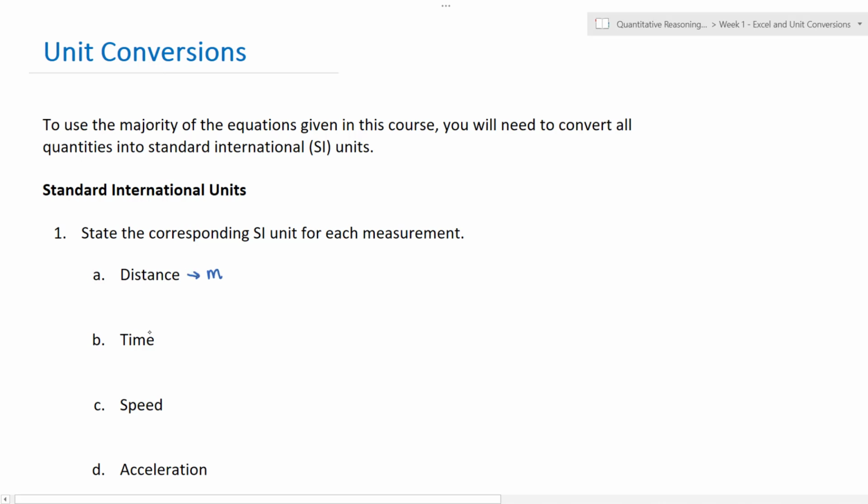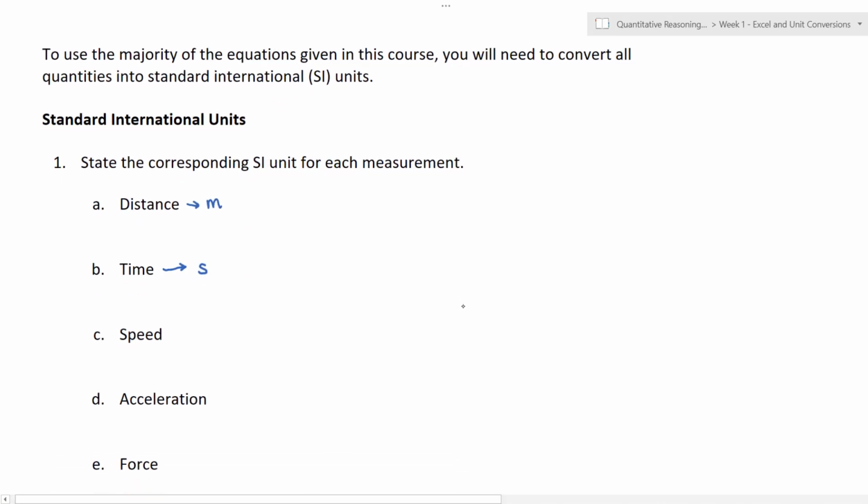What about for time? Time is how long it takes you to do something. It could be something like hours or minutes, but the standard international unit for time is seconds. Speed is how fast you're moving. If you're driving a car, you might think of that as your speed in kilometers per hour, but the standard international unit for speed is meters per second.